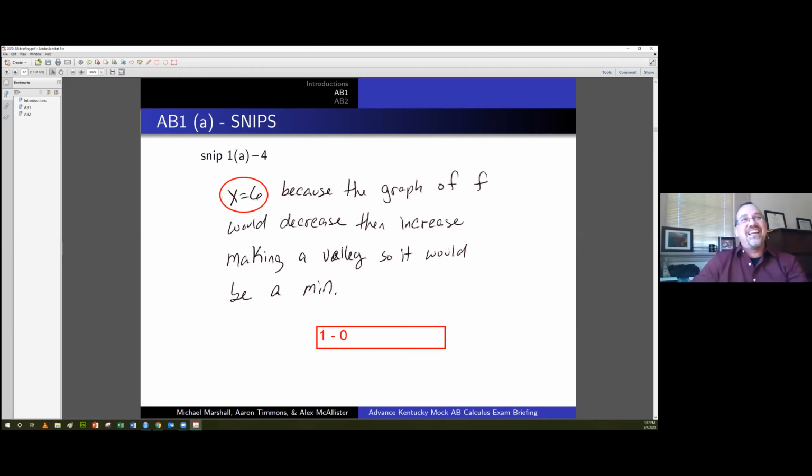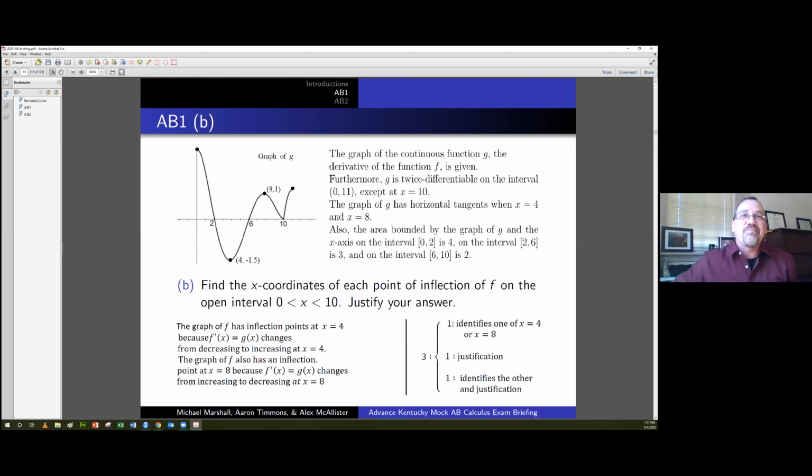All right. So let's go on to AB1 part B. In this part of the question, the students are asked to find the x coordinates for each point of inflection. And now we ask them to look at this open interval from 0 to 10. There was a point a couple of weeks back where we knew we had to switch things up from how we usually do things. It's like, well, do we include 10 or not? I'm sure the test development team has thought about this carefully, and they'll come up with good stuff for us from the real version. We elected not to include that last part of the interval. We just focused on 0 to 10.